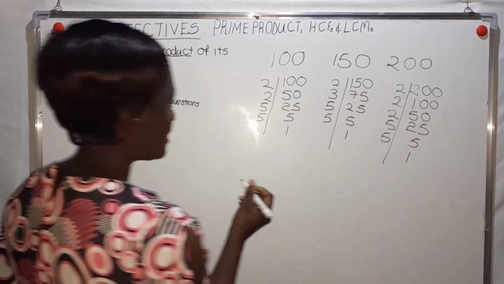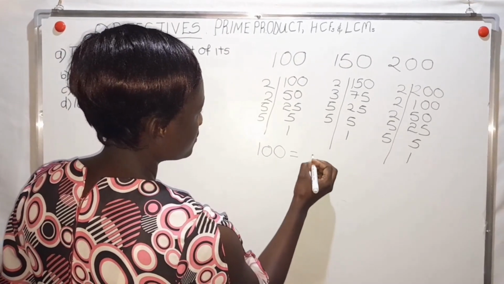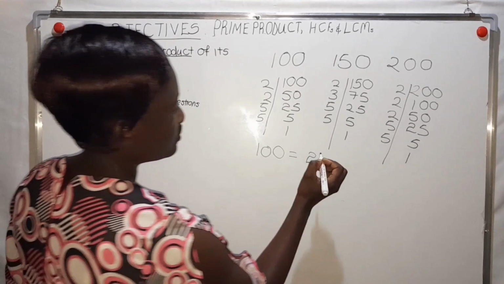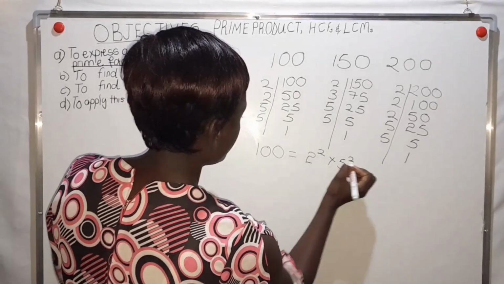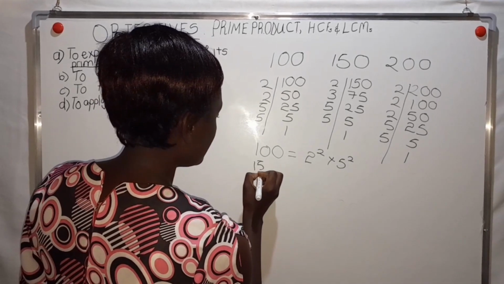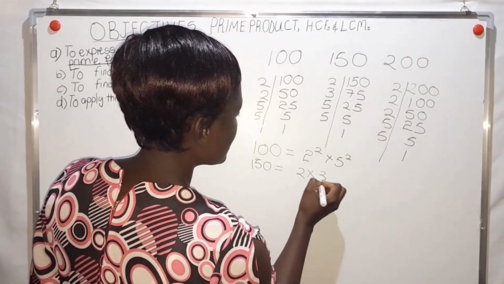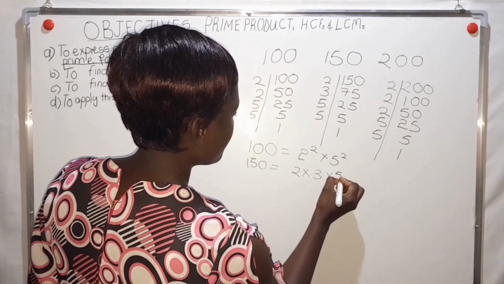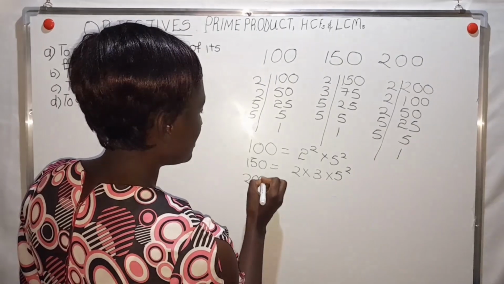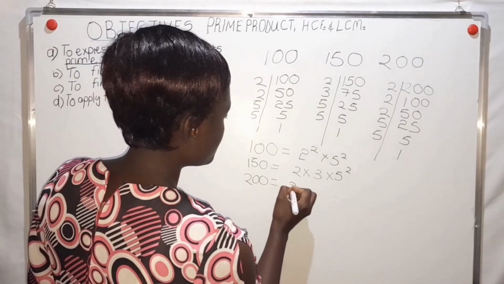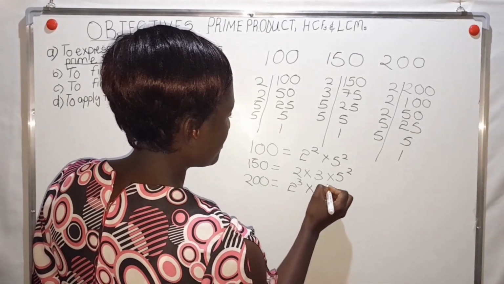So we write them down. 100 is equal to 2 to the power of 2 times 5 to the power of 2. 150 is equal to 2 times 3 times 5 to the power of 2. 200 is equal to 2 to the power of 3 times 5 to the power of 2.